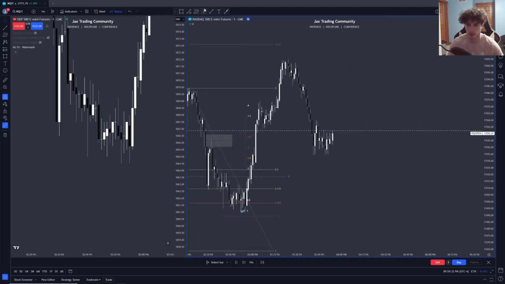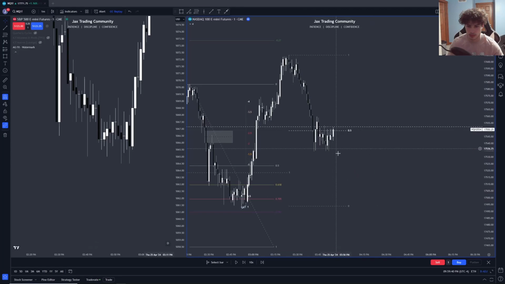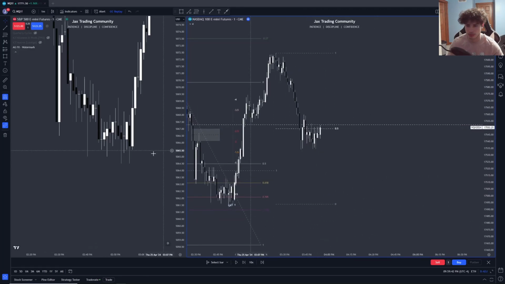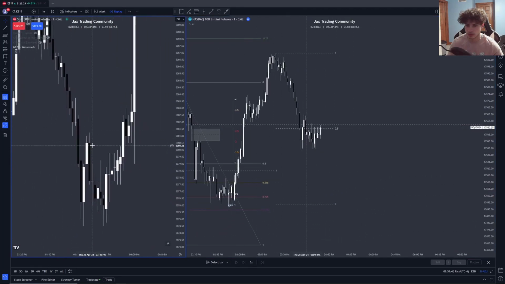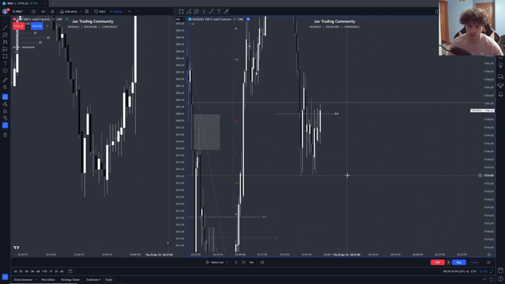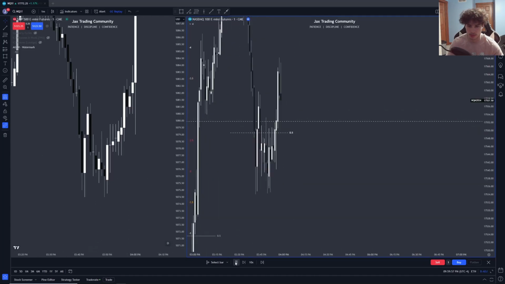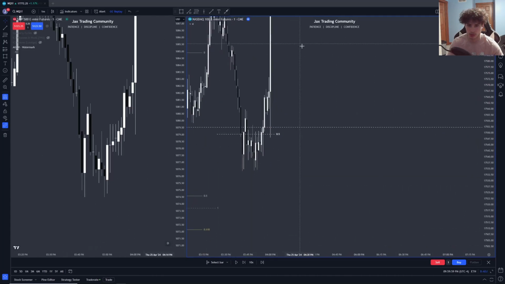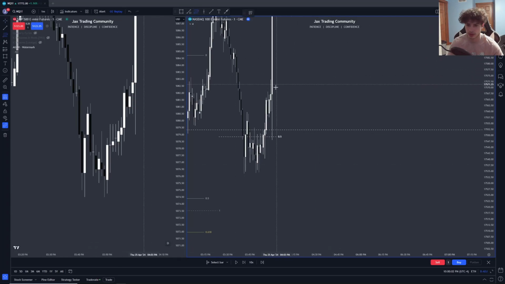So now we retrace to discount of this leg. And now I want to see an SMT here, equal lows here, and higher highs here. So here's an SMT, push up inside of this little fractal. Did we reach discount? We did, so we wicked discount.